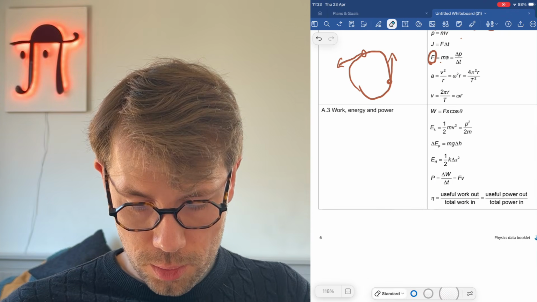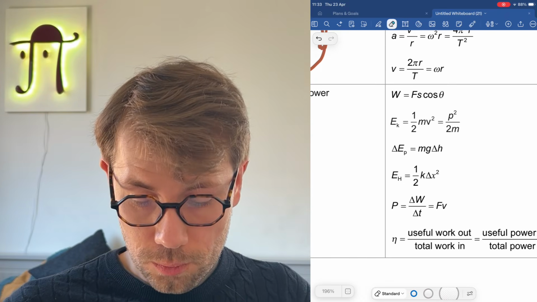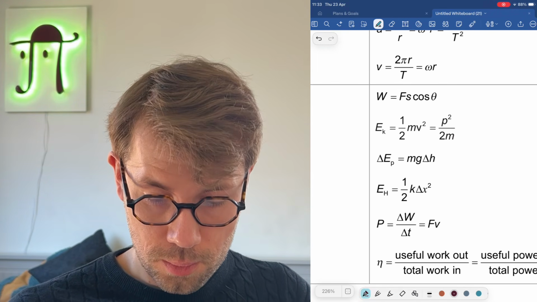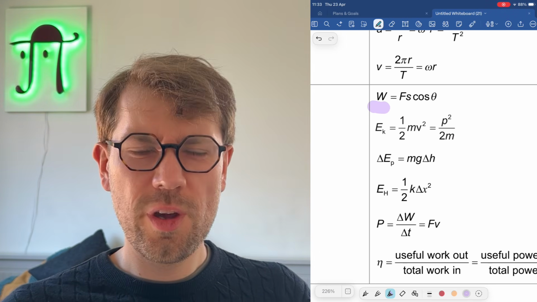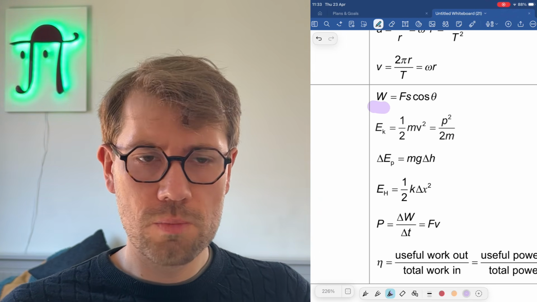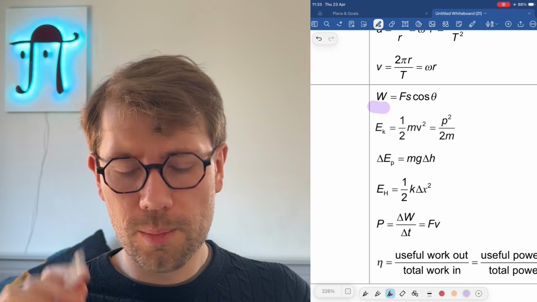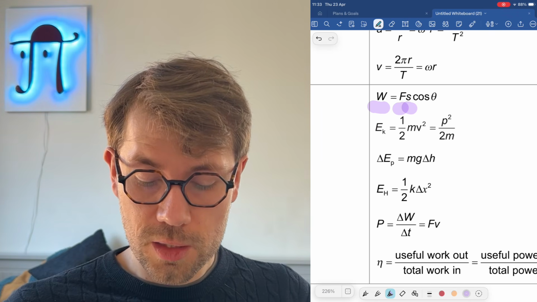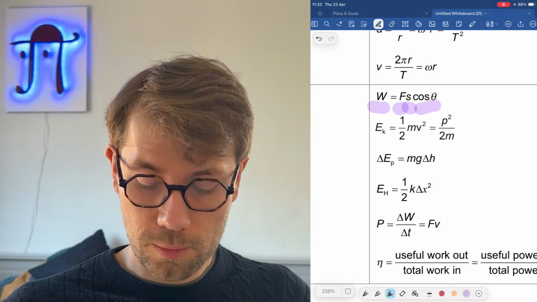Right, moving on to work, energy and power. So we've got this equation for work. Remember, work is just like energy transferred. It's just energy measured in joules. We're taking that super easy. We're not going to make that complicated. It's force times displacement, times the angle between those two vectors.